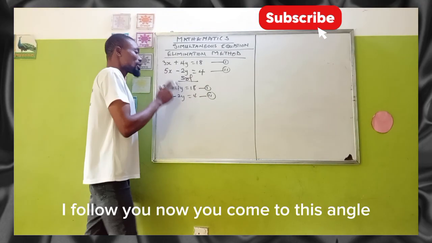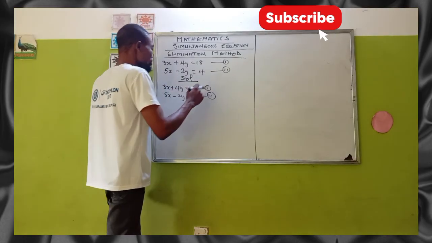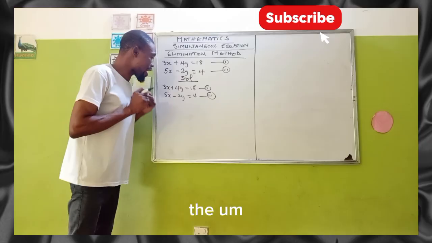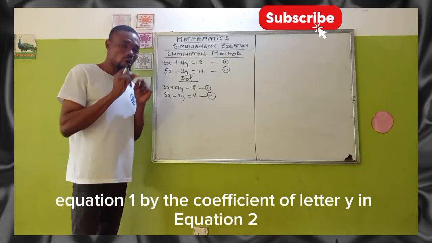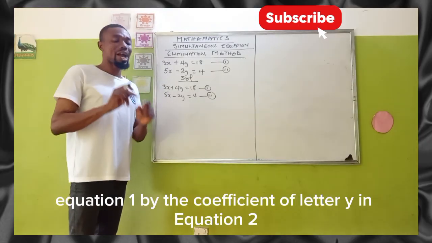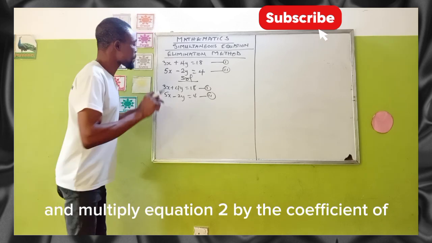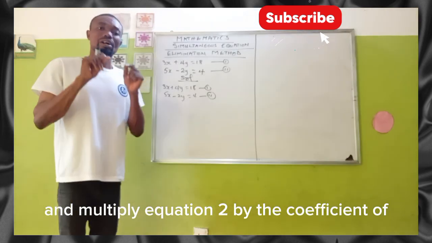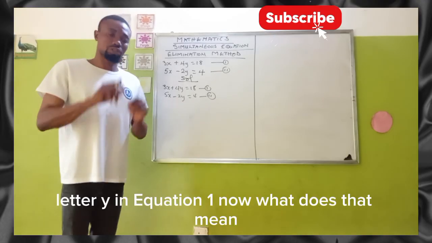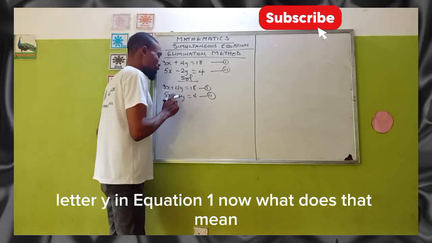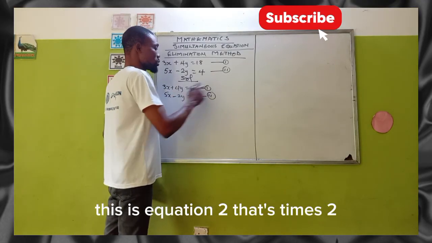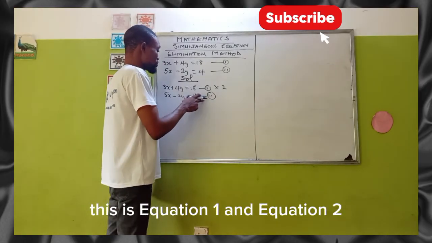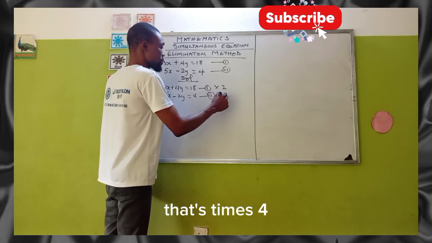Are you following? Now you come to this angle, multiply equation 1 by the coefficient of letter y in equation 2, and multiply equation 2 by the coefficient of letter y in equation 1. Now what does that mean? This is equation 1, that's times 2. This is equation 2, that's times 4.